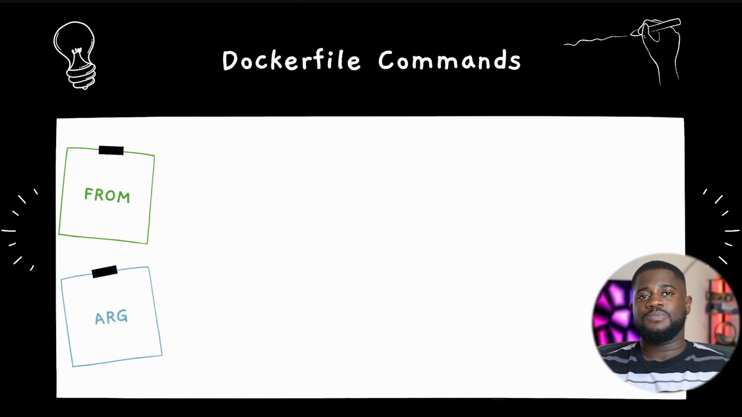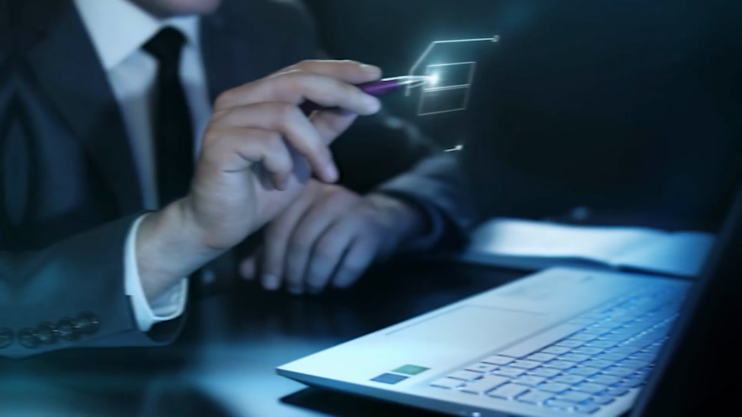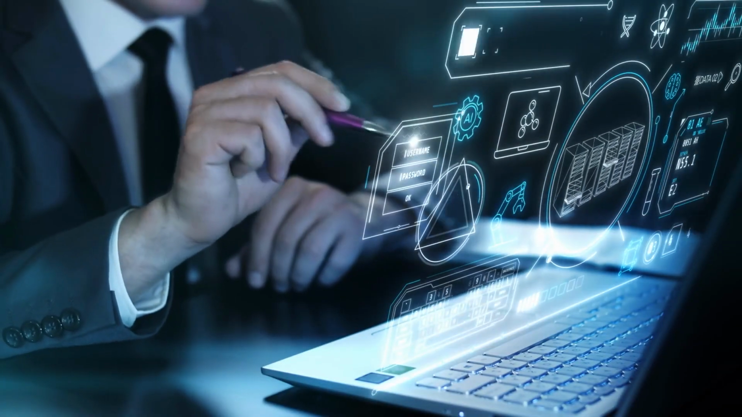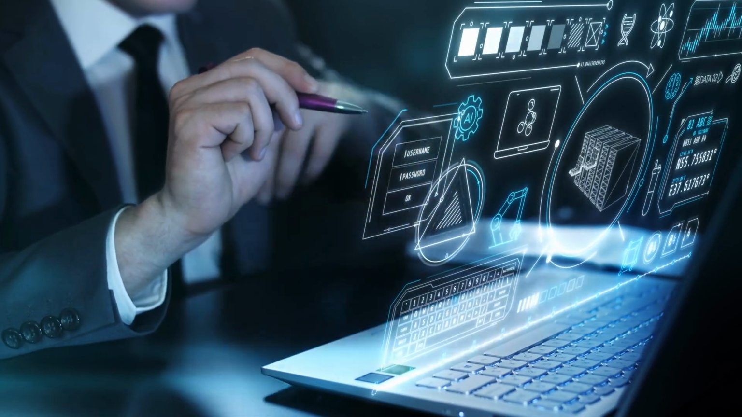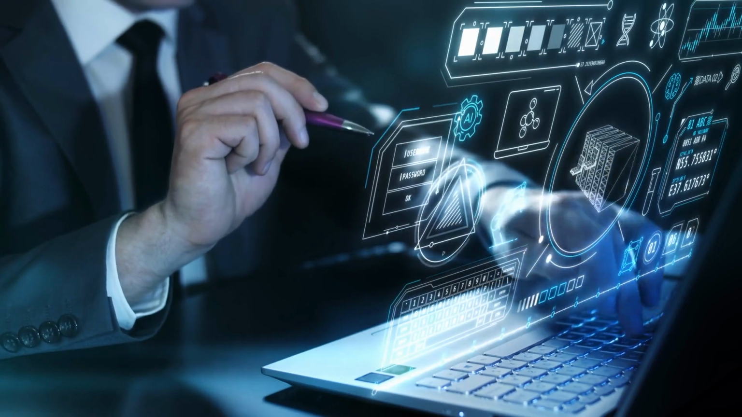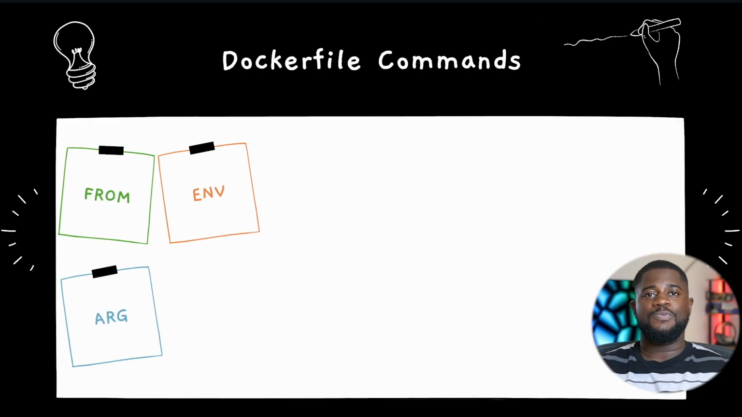Next, we have the ARG. The ARG instruction is used to define variables that you can set at build time, and it's a flexible way to customize your Docker images during the build process based on an external input. Next, we have the ENV. The ENV sets environment variables. These variables are key configuration options that can dictate how software within the image behaves. For example, our application could need some environment variables to connect to an external service like a database, a storage, a cache, and so on and so forth.